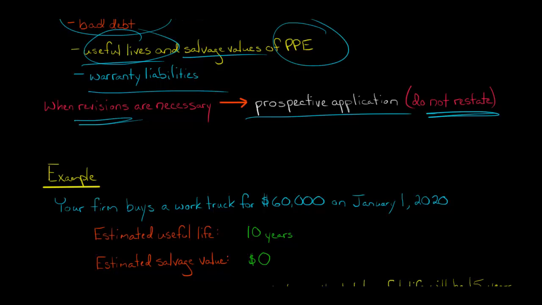Let's say we've got a company that bought a work truck for $60,000. And so a work truck, that's going to be property, plant, and equipment. So we're going to have to depreciate that. They bought it on January 1st, 2020. And let's say at that point in time, they thought the useful life would be 10 years and salvage value of 0. So then assuming that they use straight line depreciation, it would be 60,000 divided by 10. The company would take $6,000 of depreciation expense every year. Okay, that's just 60,000 divided by 10 using straight line depreciation.